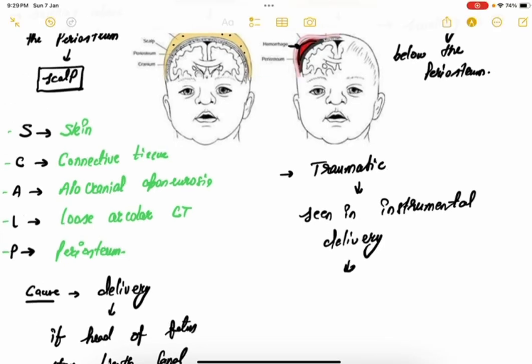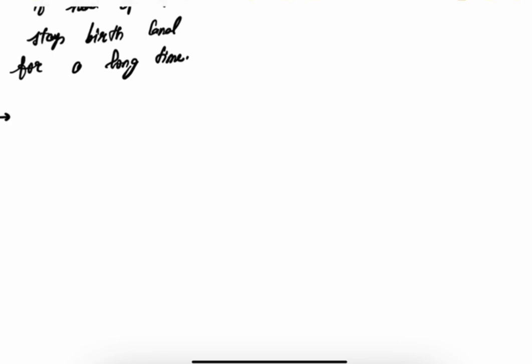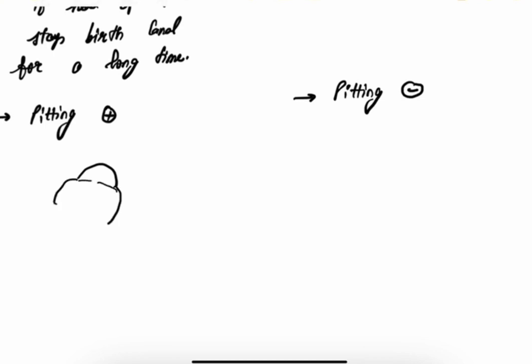In caput succedaneum, pitting is present, but in case of cephalhematoma, pitting is absent. So what is pitting? When we press on the swelling with a finger, there occurs a depression in the swelling. This is pitting. What are the other features?